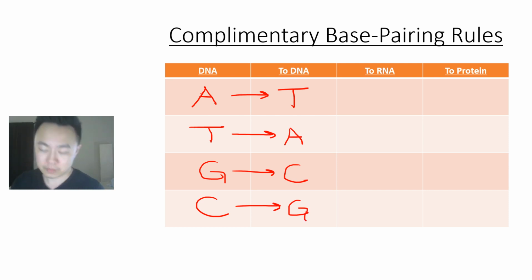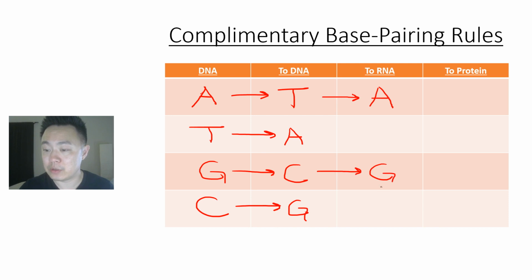That's the rule. Now, if you have DNA and you are trying to synthesize RNA, then for every letter T that the RNA polymerase sees, it's going to put down the letter A. That's its complement. For every letter C that it finds, it's going to put down the letter G. And for every letter G that it finds, it's going to put the letter C.